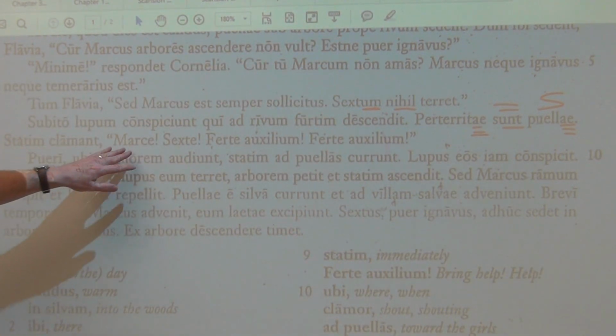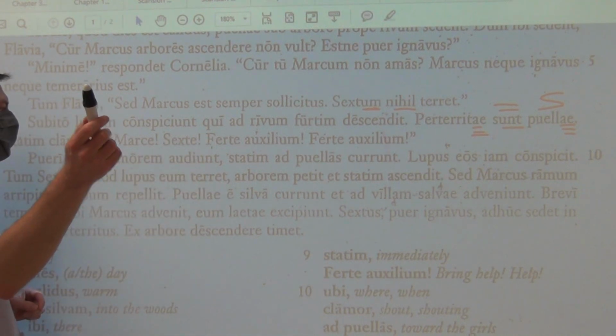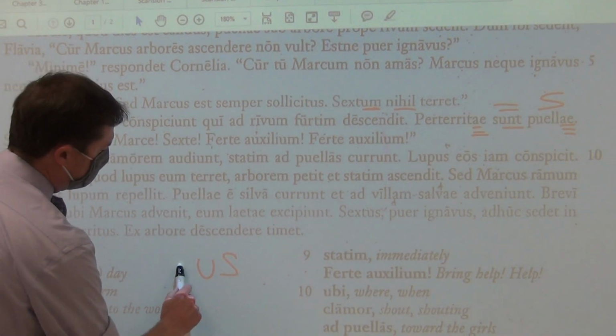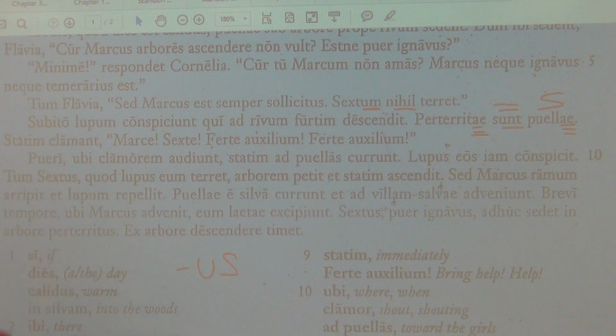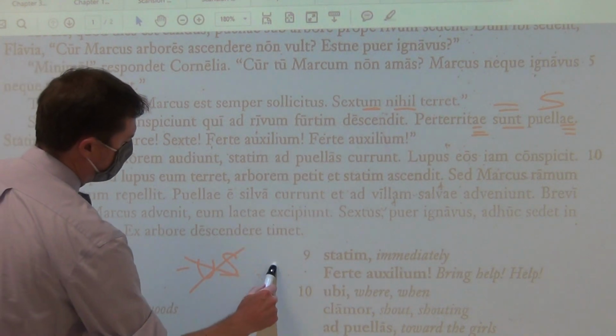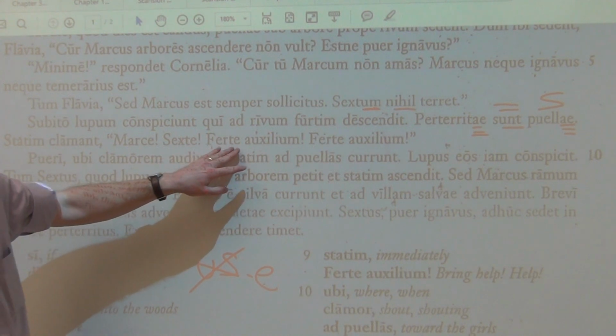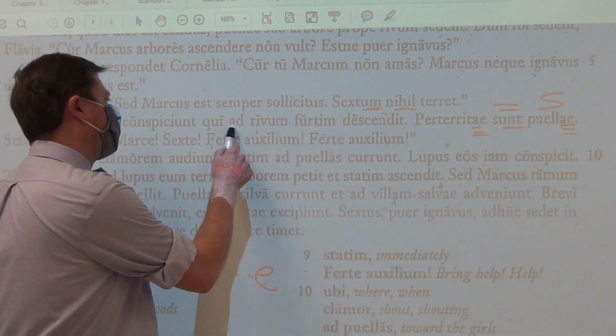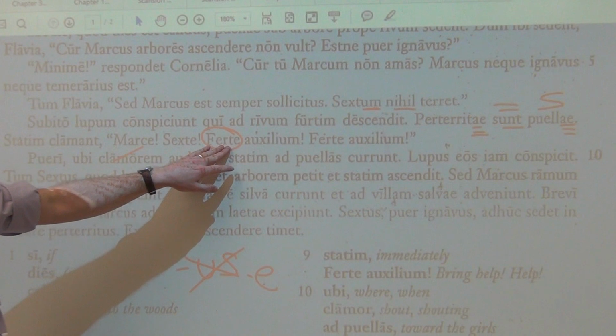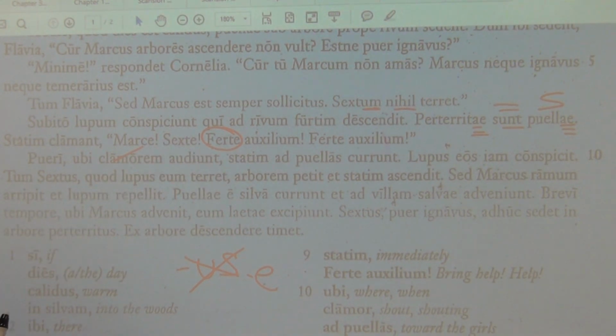Immediately they shout, Marce, Sexte, remember, if the noun ends with us, and you're talking directly to it, you replace that us with an e. Marce, Sexte, talking directly to them. Bring help, that is your third word. Ferte, bring, that you need to put down. There will be 4 or 5 of them in this video.